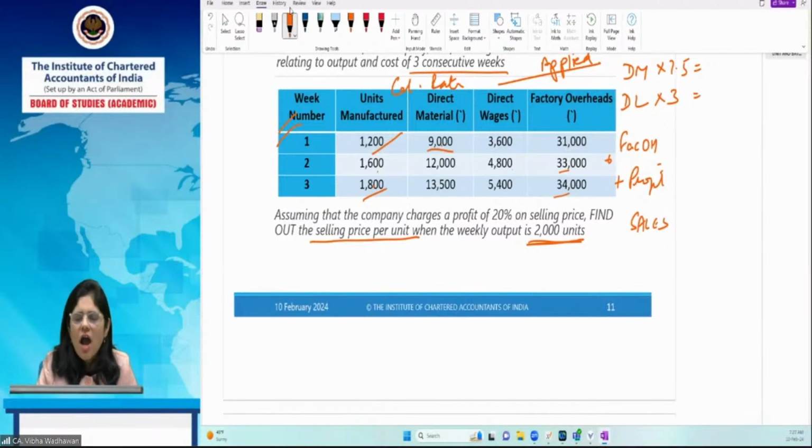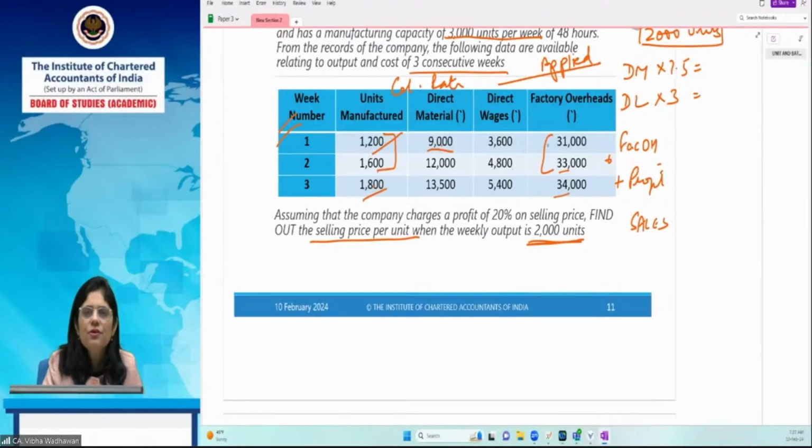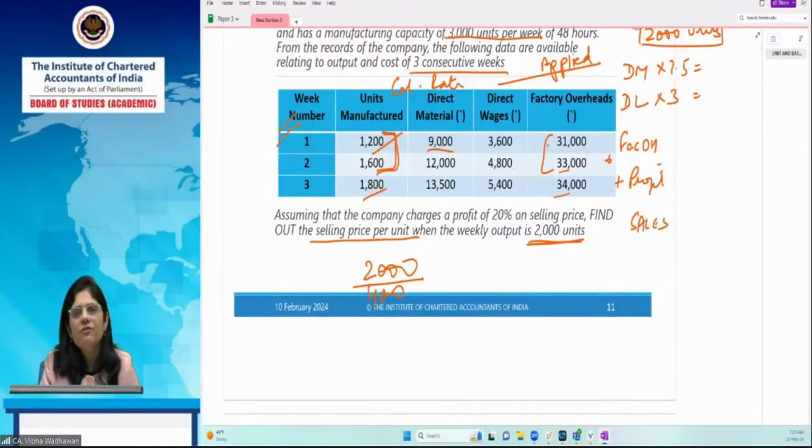All right. So how we split the semi-variable, we have already discussed in the first unit: difference in the overheads and difference in the units. So difference in cost divided by difference in units. We take the first case. Difference in overheads is 2,000 and difference in units is 400. We are calculating the variable cost in the factory overheads. So factory overheads are semi-variable, and through this method, we will calculate the variable portion in the semi-variable, and the balance will be fixed. Clear? I repeat, factory overheads are semi-variable. They are not variable and they are not fixed. They are both.